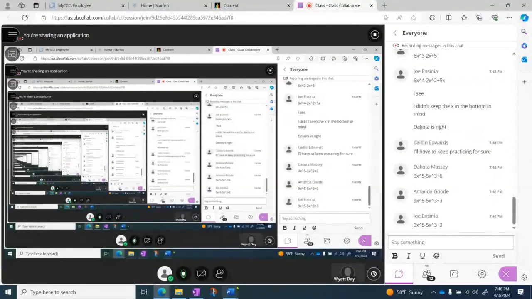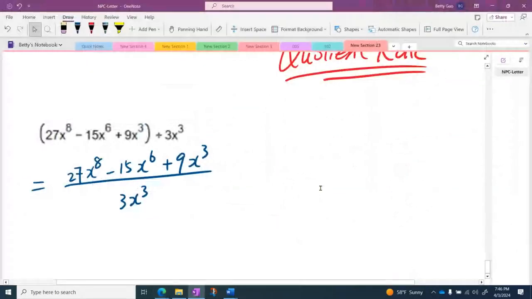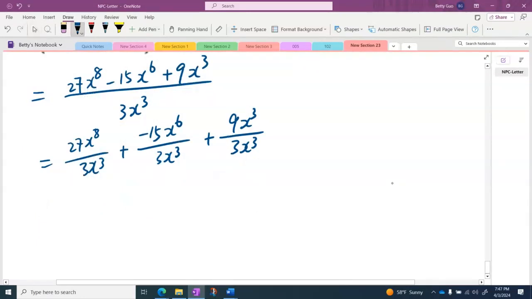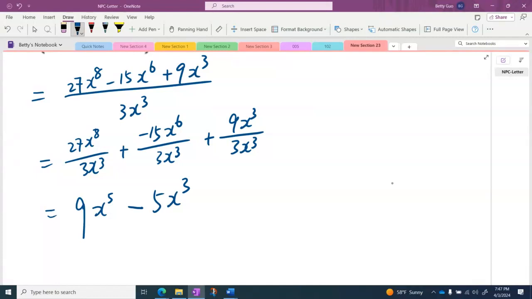Okay, let me double check. Let me do it first. First term on the top over the bottom plus second term, which is negative, on the top over bottom plus third term on the top over the bottom. And let's simplify. 27 over 3, 9. X eighth over x cubed, x fifth. Second part is negative 5x cubed. 6 minus 3 is 3. This 9 over 3 is 3.